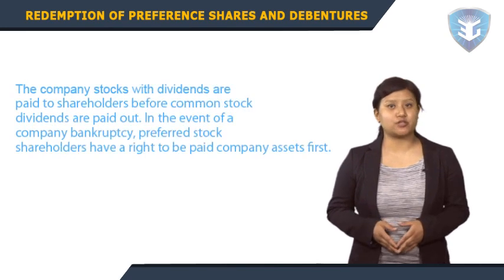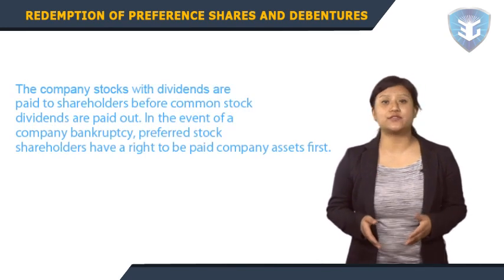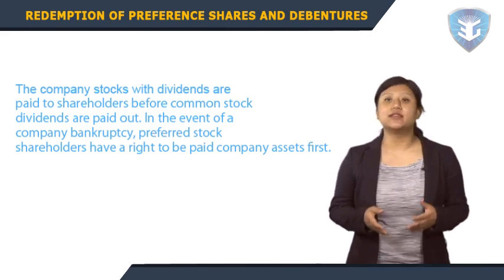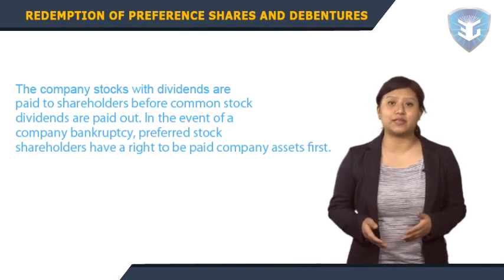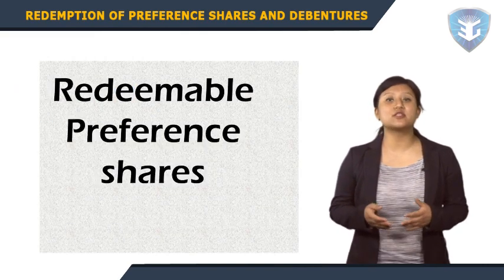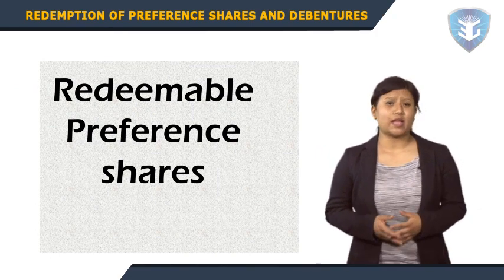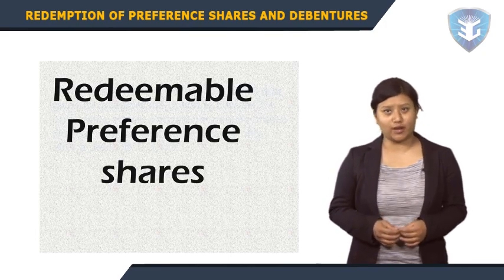Let us start with an introduction to redemption of preference shares and debentures. The company's preferred stocks with dividends are paid to shareholders before common stock dividends are paid out. In the event of a company bankruptcy, preferred stock shareholders have a right to be paid company assets first. Preference shares typically pay a fixed dividend, whereas common stocks do not. And unlike common shareholders, preference shareholders usually do not have voting rights.